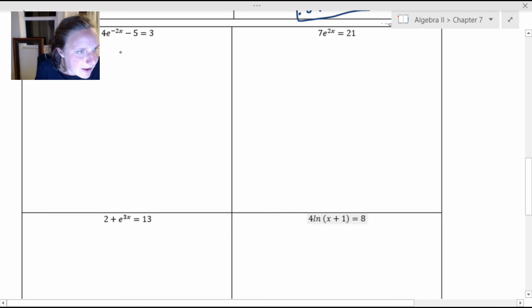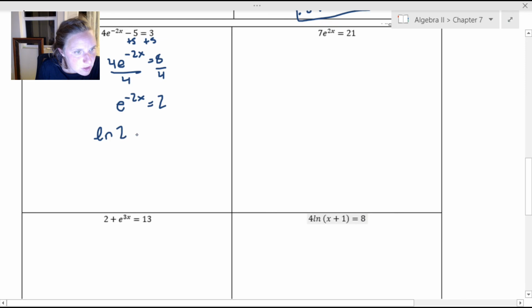Okay, add 5 to both sides. So 4e to the power of negative 2x is equal to 8. And then I divide by 4. So e to the power of negative 2x is equal to 8 divided by 4 is 2. Now I'm rewriting. Log base e is going to become the natural log of 2 is equal to negative 2x. I skipped a step where I wrote it like this. Log base e of 2 is equal to negative 2x. And this becomes the natural log.